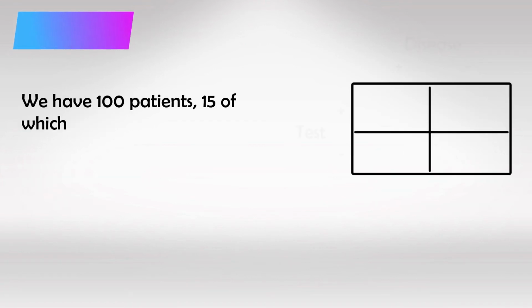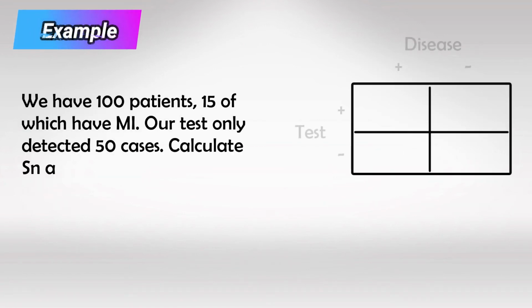For example, if we developed a test that detects the presence of myocardial infarction, and let's say that we have 100 patients, 15 of which have myocardial infarction, and 85 don't. And once we used our test, the test detected 50 positive cases and 50 negative cases, distributed as follows. Calculate the sensitivity and specificity of this test.